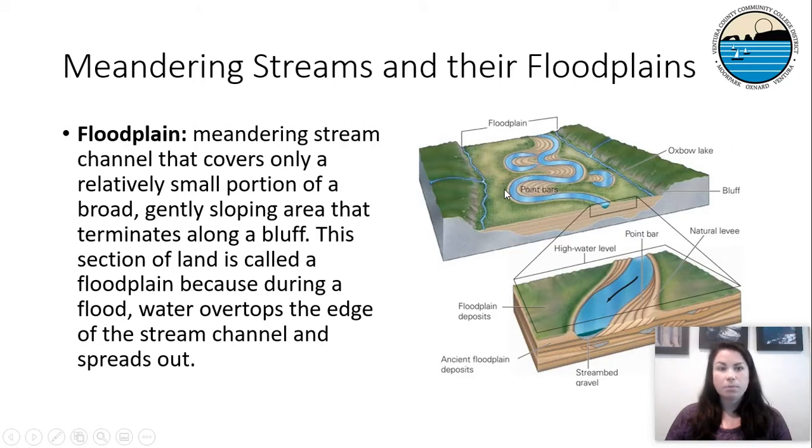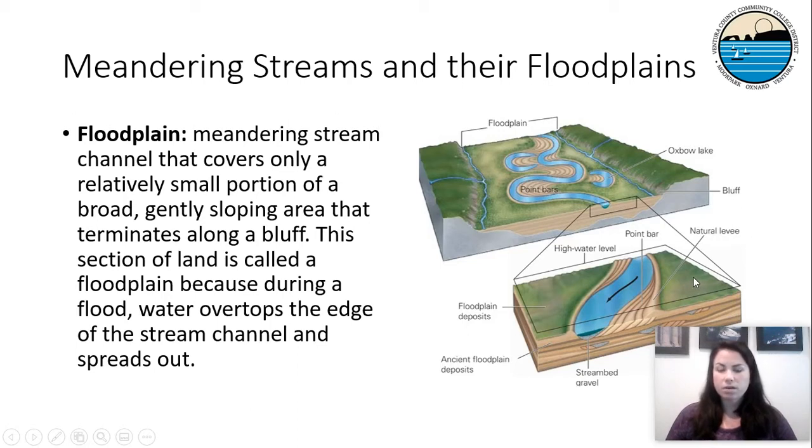Again, here's another example of a floodplain. Here we have a meandering stream that covers a portion of this, and the entire area around it is called the floodplain. During normal circumstances, the water would follow this meandering stream. But during a flooding event, all bets are off. The stream could take whatever path it wants within this floodplain.